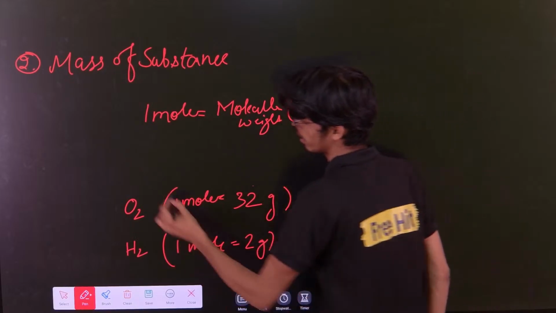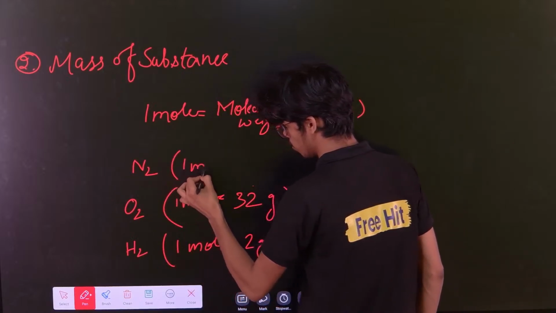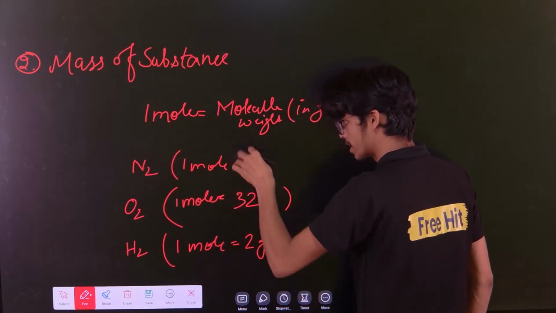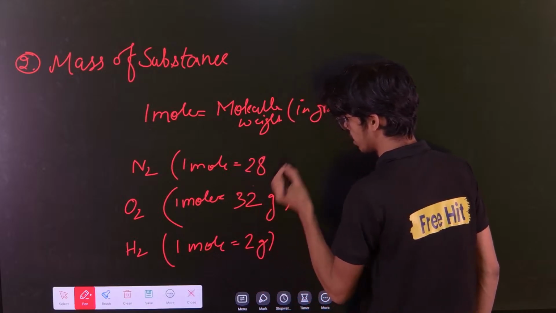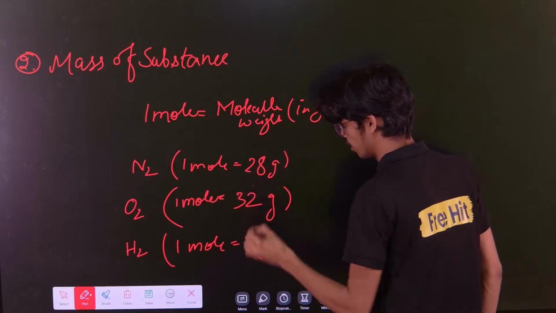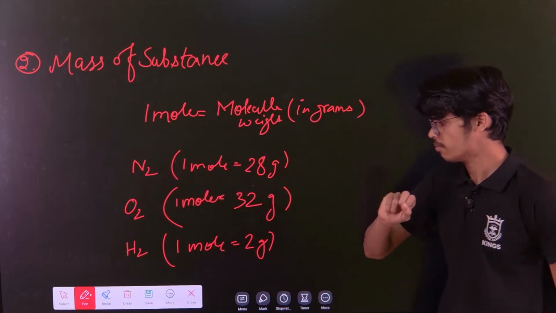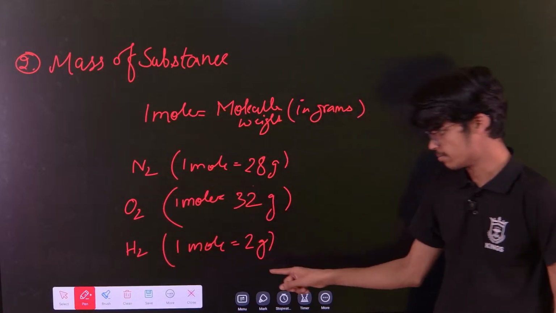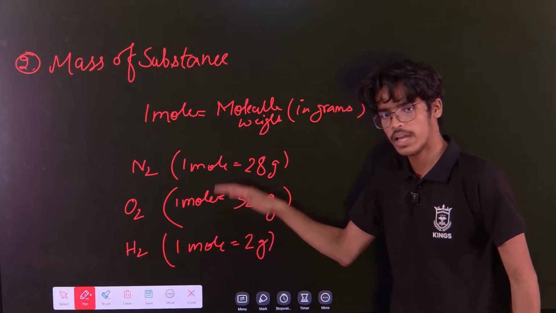Again, take N2. What is the weight of N2? 1 mole of N2 is equal to the weight of N2 but in grams. So the weight of N2 is 28 units, but in grams. So 28 grams. Now, can you see? 1 mole of N2 is 28 grams, 1 mole of oxygen is 32 grams, 1 mole of hydrogen is 2 grams. The weight of 1 mole of these particles is different.